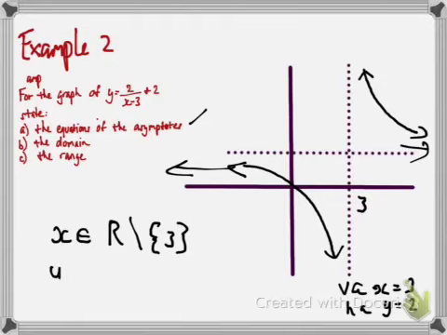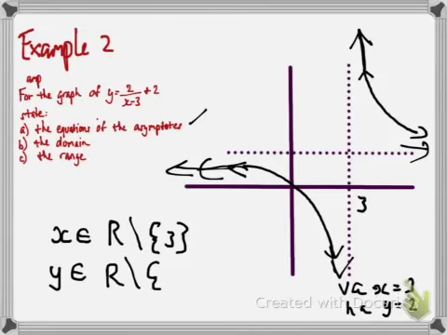Now let's look at the range. Okay, so remember the graph keeps on going that way, keeps on going that way, keeps on going that way. What y values will it cover? Up and down. What y values will it cover? All of them. Except for? 2. Excellent. So real numbers except for 2. So there's our domain and range. Okay?